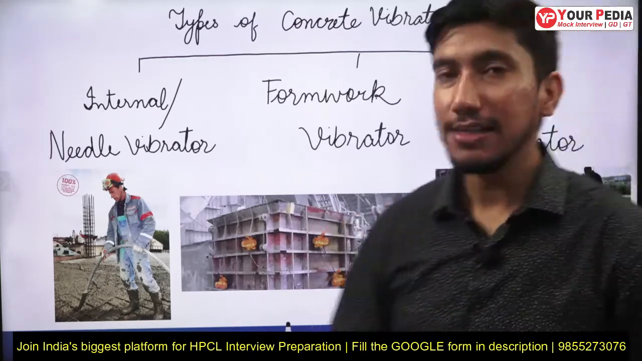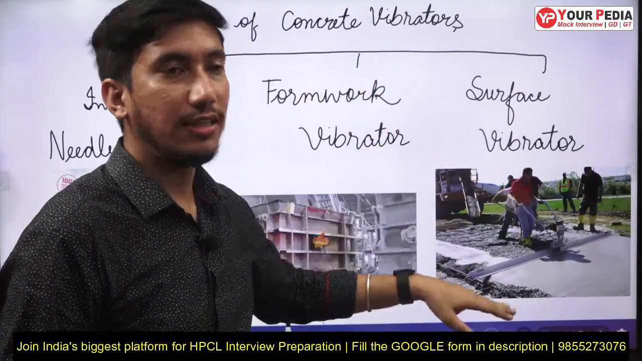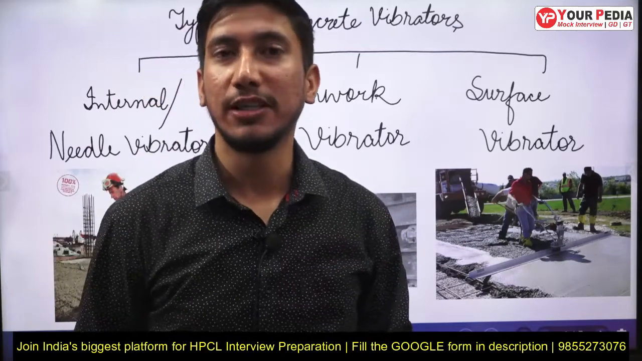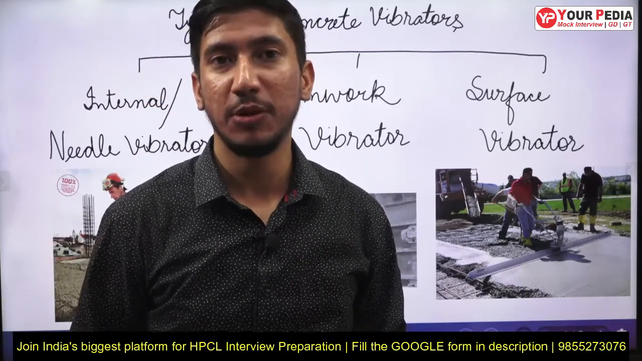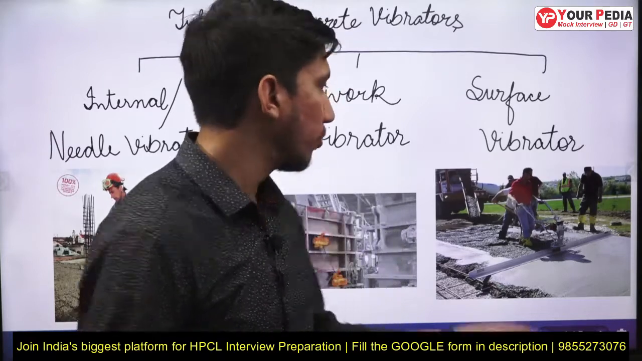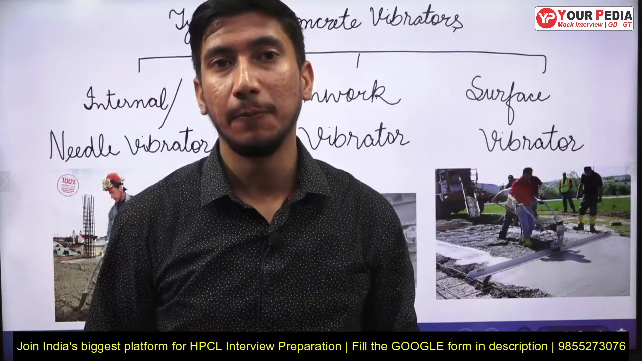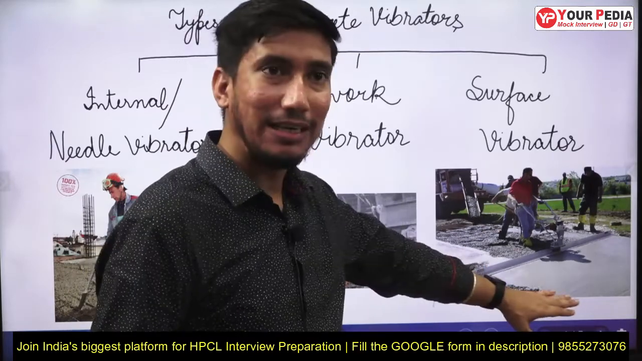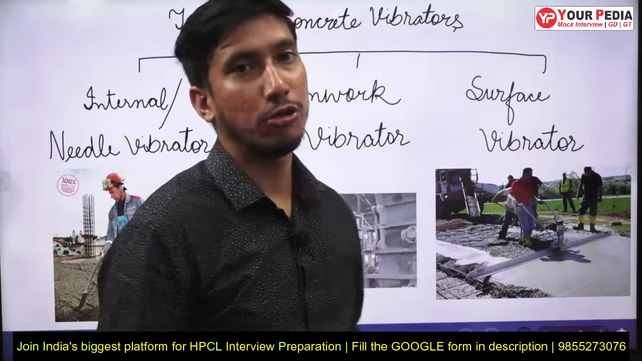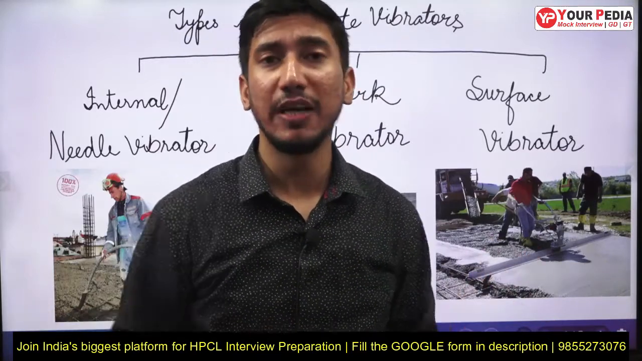Last but not least are surface vibrators. These are used when the thickness of the member in which concrete is being poured is not that much, so you can't use needle vibrators effectively there. So you use a surface vibrator. These are also used for CC pavements. They vibrate and also provide a smooth finish, so we get two benefits. So that's what we have in case of vibrators.